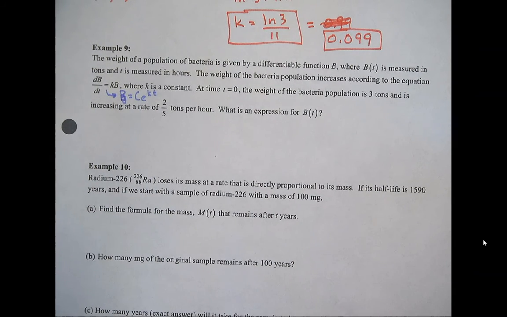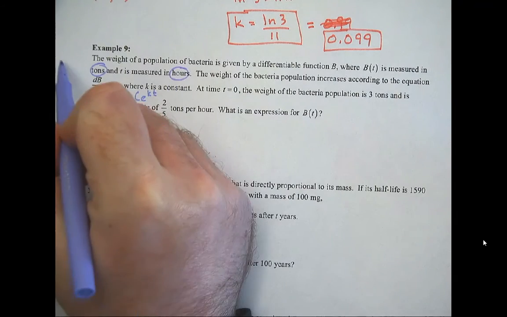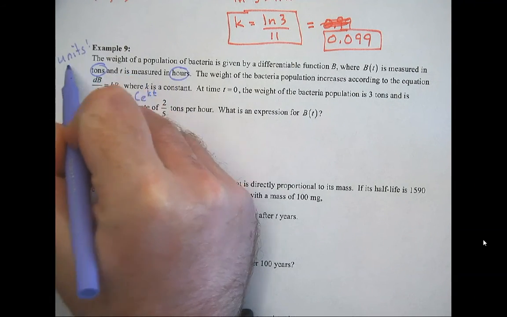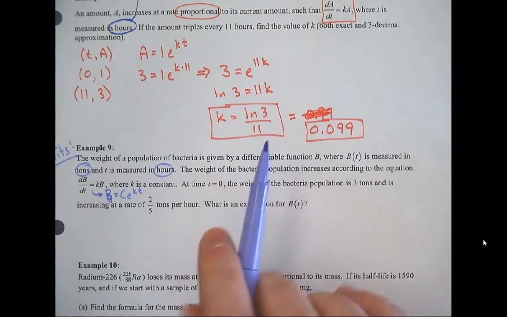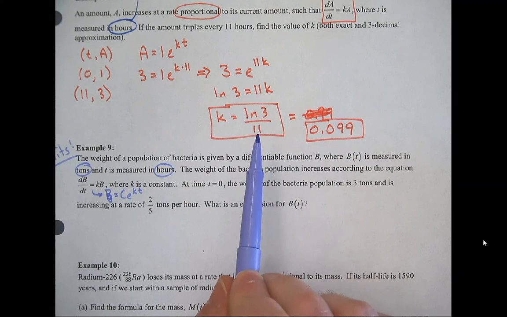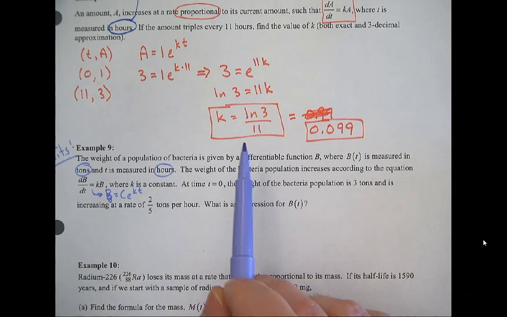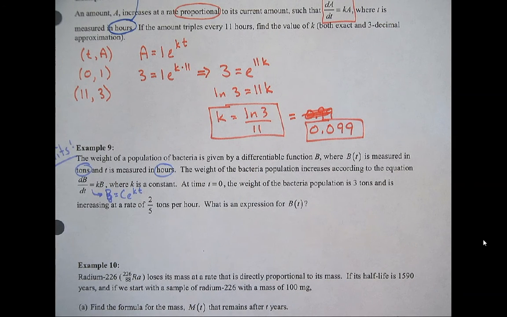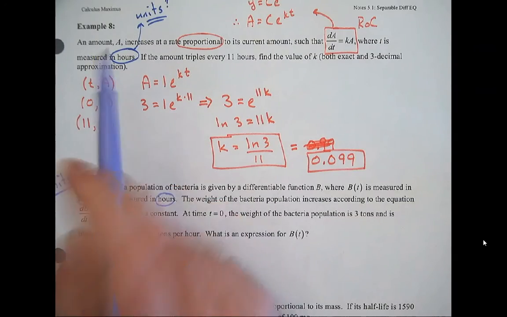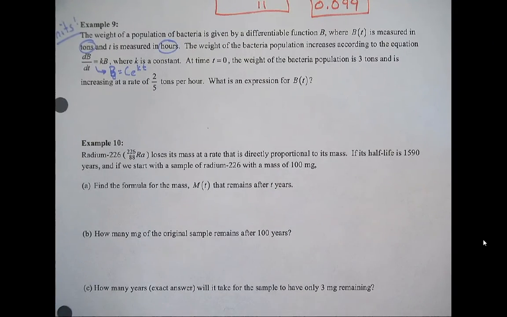The weight of the population is given by the differentiable function, where b is measured in tons. Circle these tons. Hours means we have units. Now, why didn't I have to write units here? Because they didn't actually ask me to find anything. They found the k value, which isn't part of the story. This is the factor at which this story is changing. It's not the amounts of amount, apparently, or hours.